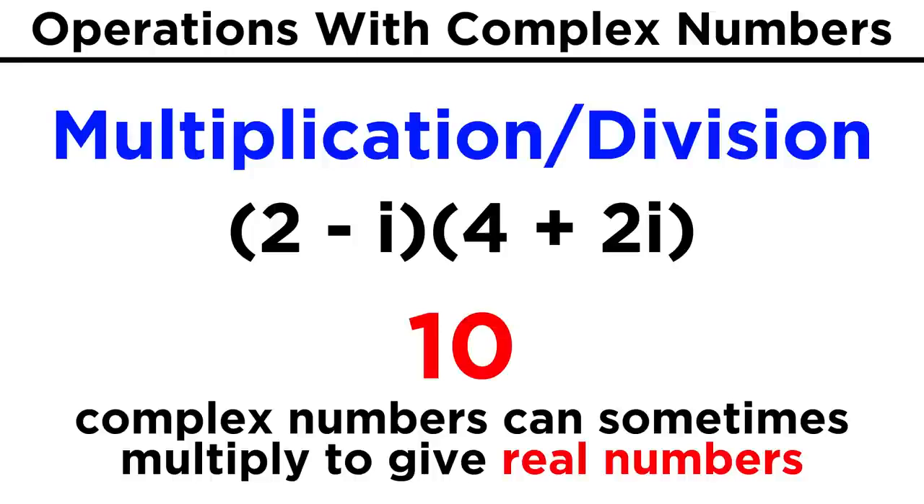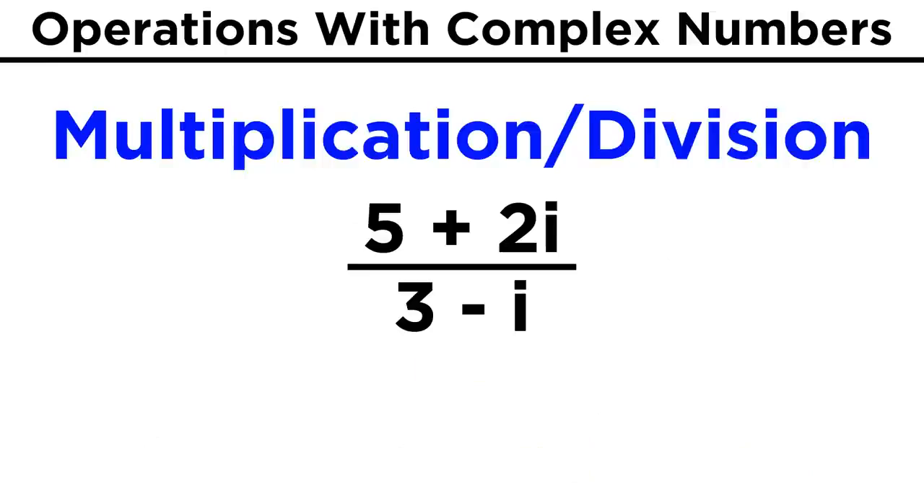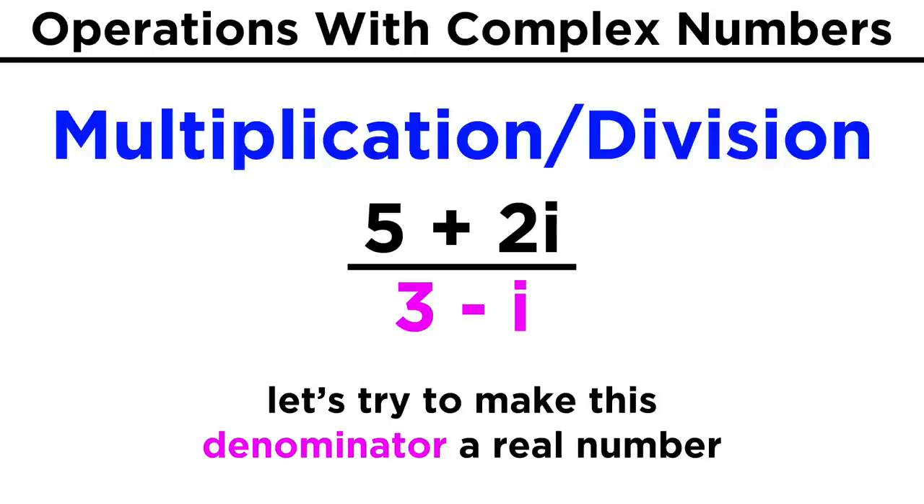This fact will come in handy if we want to divide complex numbers. Take something like 5 plus 2i over 3 minus i. Obviously, we can't do much with this as it is, but if we had a real number in the denominator, we could do something. As we just learned, it is possible to multiply complex numbers to get a real number, so we can multiply the top and bottom of this quotient by the same complex number to do exactly that. But what will this complex number be?